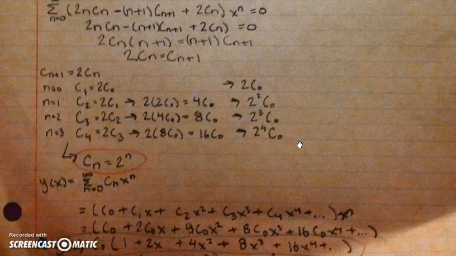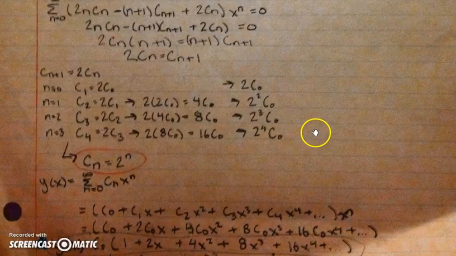From there, the next step is solving for our c_1, c_2, c_3, c_4, and so on. So we want to find that general equation. The way we do that is to solve for the first couple. We know that c_(n+1) equals 2 times c_n. So when n equals 0, c_1, which is our c_(n+1), so 0 plus 1, equals 2 times c_0.